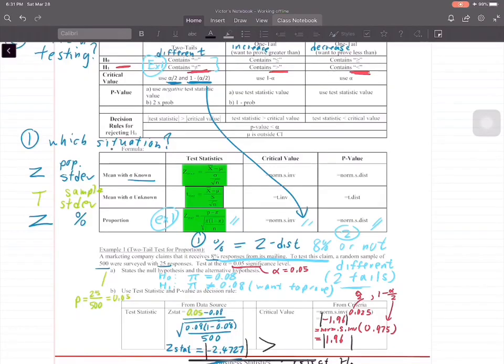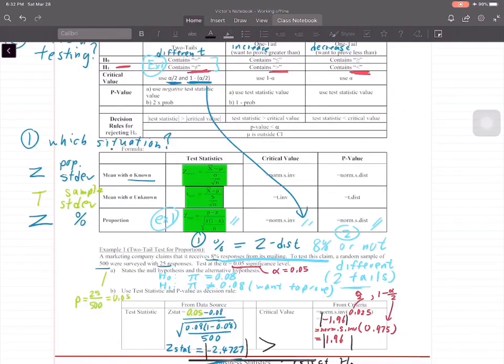Why that is important is because once you know you're in proportions, then you can use the formulas to calculate the test statistic, the critical value, and the p-value. You're going to use the Z statistic for proportions to calculate the test statistic. You're going to use NORM.S.INV in Excel to calculate the critical value for proportions. You're going to use NORM.S.DIST to calculate the p-value for proportions. So that's the first question, which situation you're in.